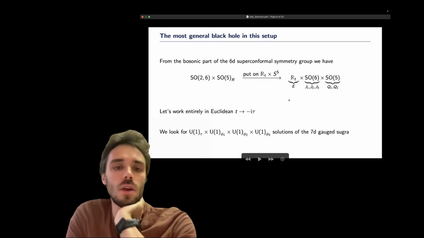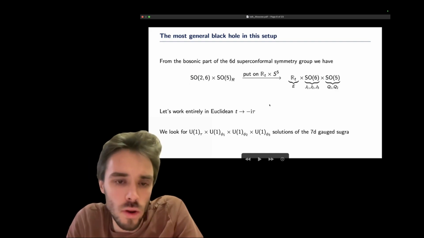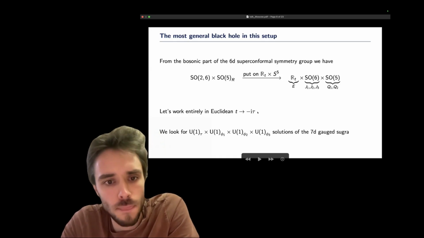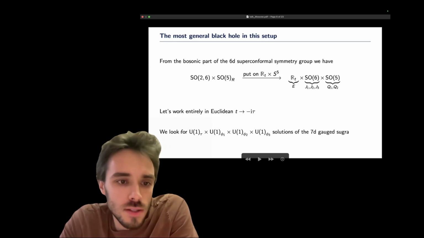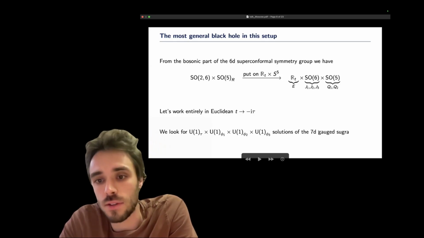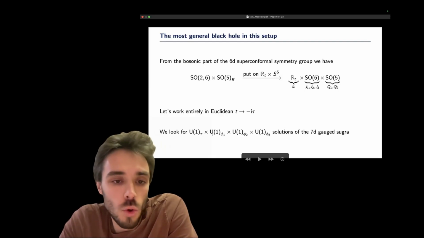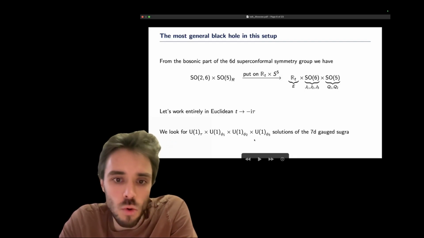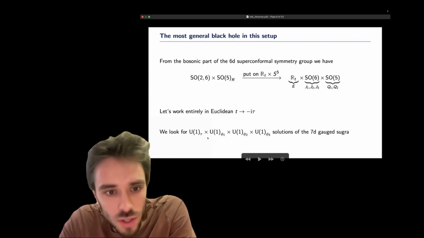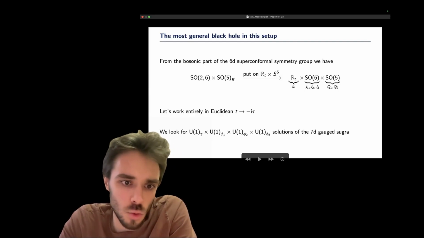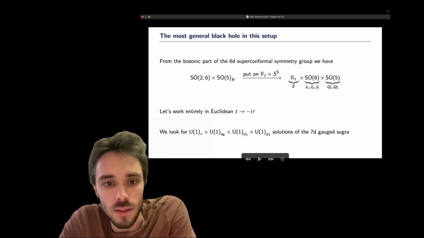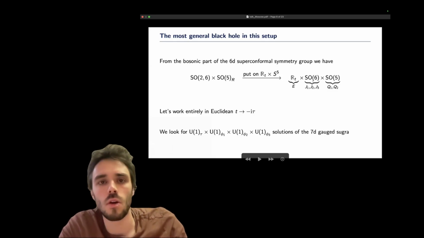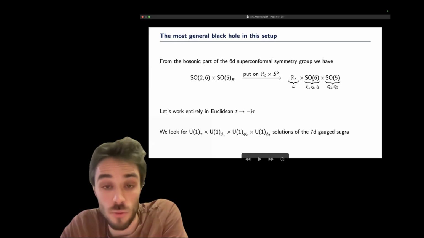Now, for the rest of this talk, I'm going to work entirely in Euclidean signature. That is, I would take time and Wick rotate it as such. And now the question is, can we find solutions of the 7D supergravity theory that I wrote down, which have the following isometry? So it's just U1 to the 4, but I have indicated which coordinates are going to denote each of my U1s. So tau is the Euclidean time, and 3 more angles parameterizing these guys here. Okay, so can you find such a solution?